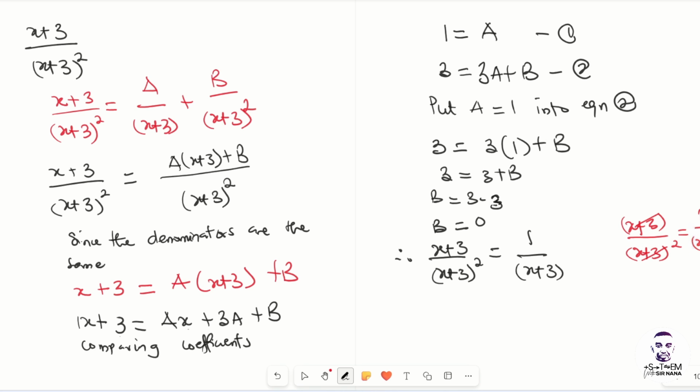But please, when you are asked to resolve using the partial fraction system, you can't do it this way. This one, we are only simplifying. You see, once we simplify, we are getting the same thing we have here.